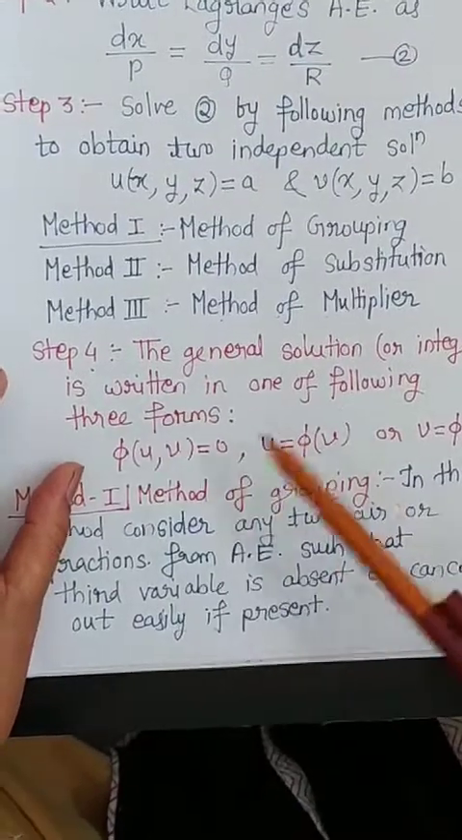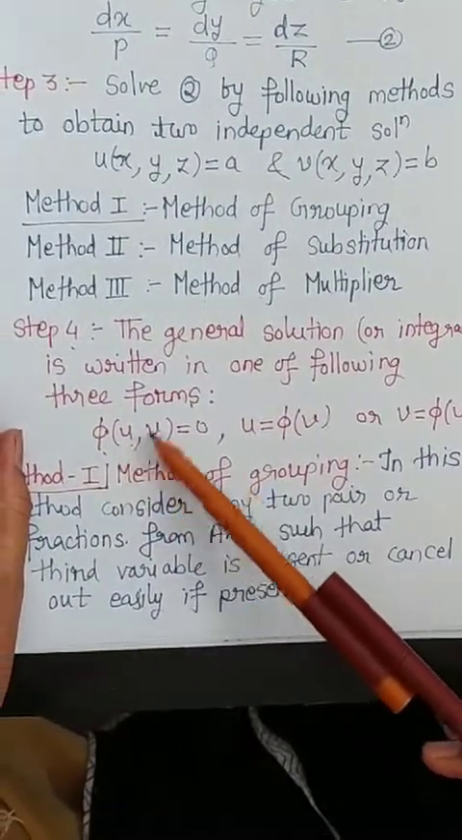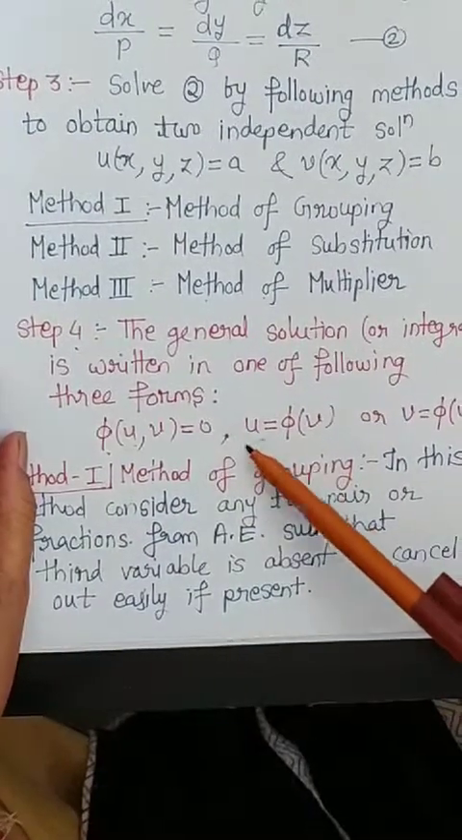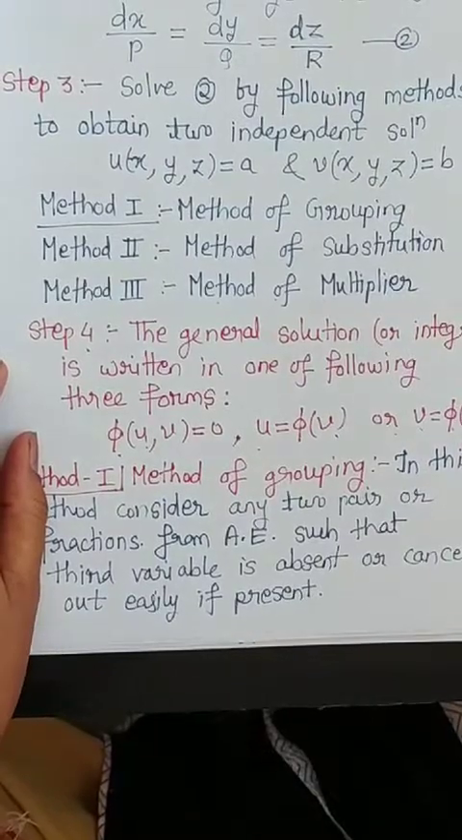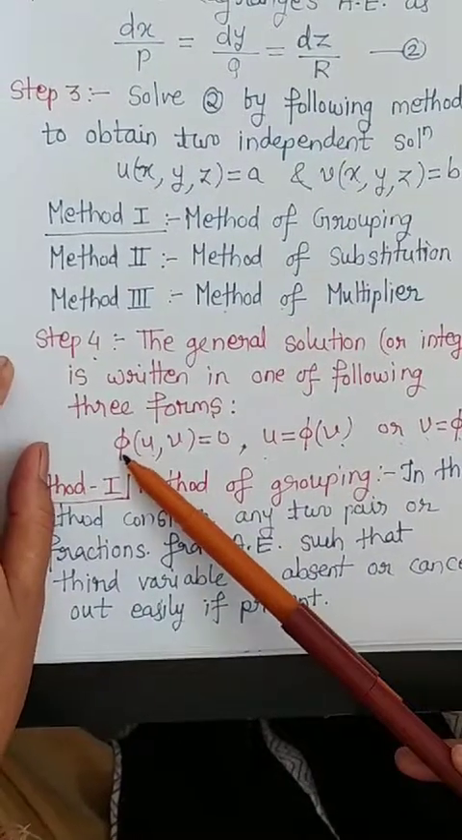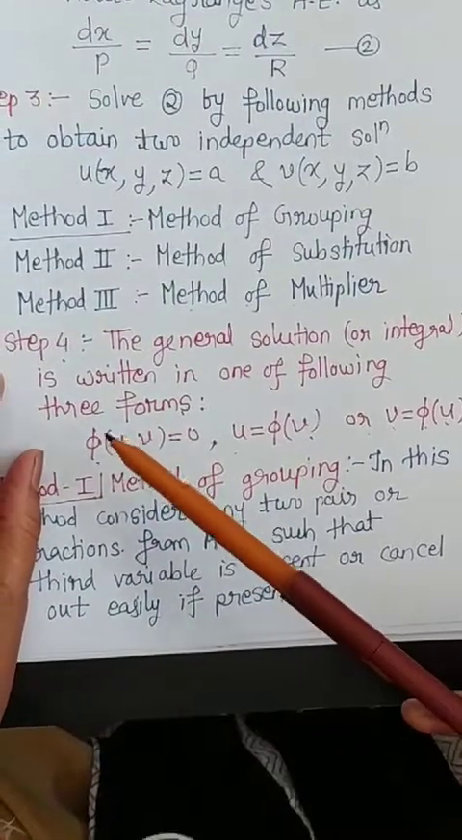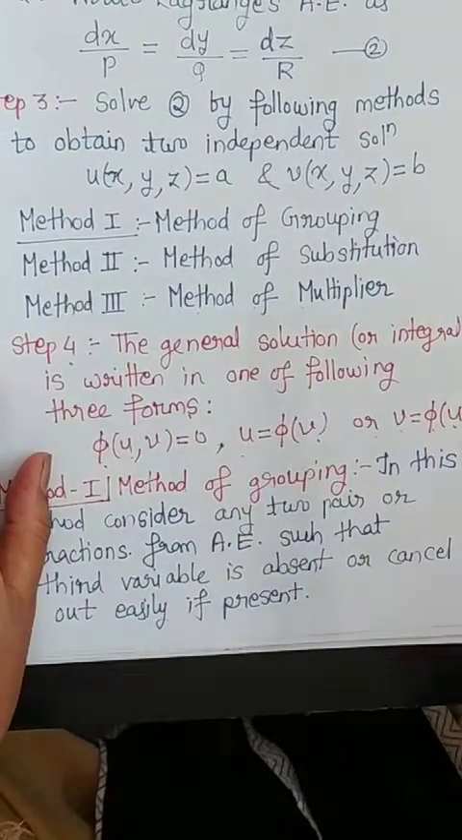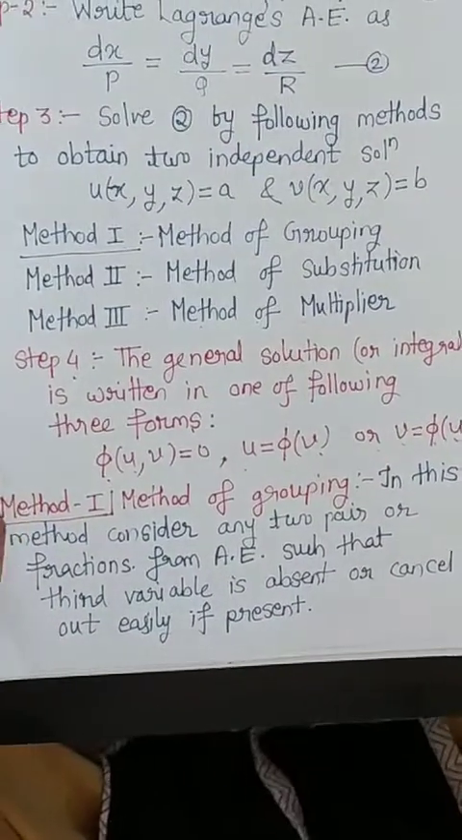Okay. Then once we get these two independent solutions, the next step is to write the general solution in one of the following equivalent forms, that is, either phi of u, v equal to 0, or u equal to phi of v, or v equal to phi of u. Remember, phi is an arbitrary function, so you can write f, g, h in place of phi, any notation, right? But that should be an arbitrary function.